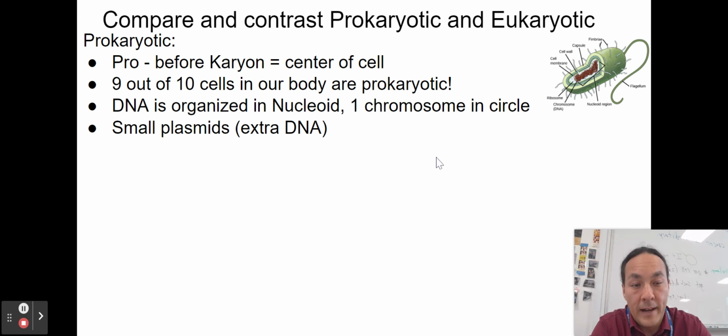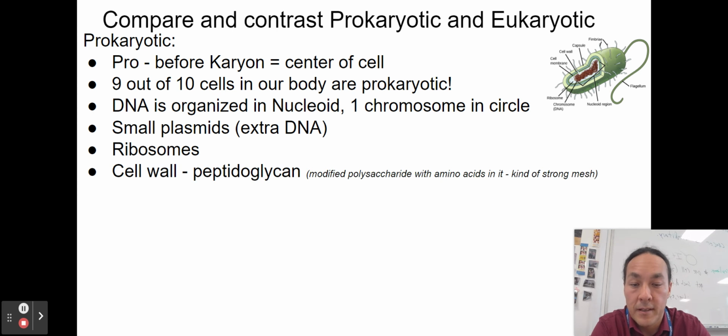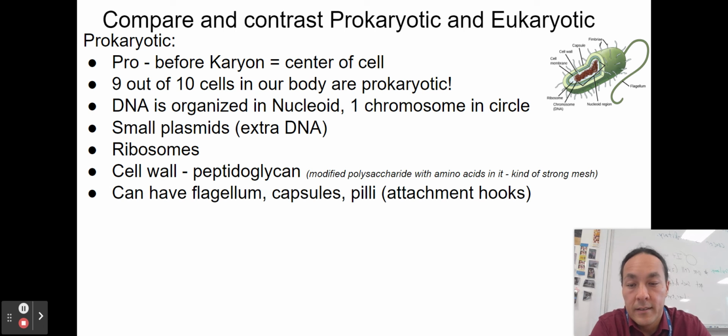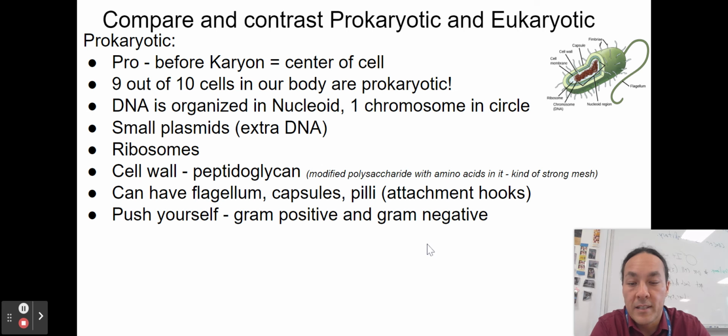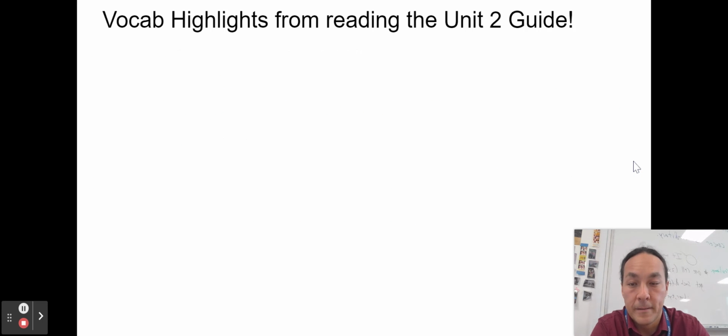There are small plasmids, or small circular pieces of extra DNA, and that'll be fun in Unit 6. We get to do some experiments with those to try and give bacteria some different properties. They have ribosomes. They have a cell wall, which is made up of modified carbohydrates. They can have tails and capsules and hooks. And then there are different types. And so you could research these as well if you'd like to learn more about bacteria.